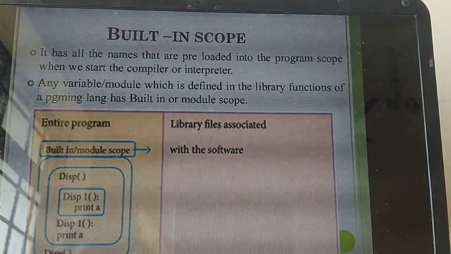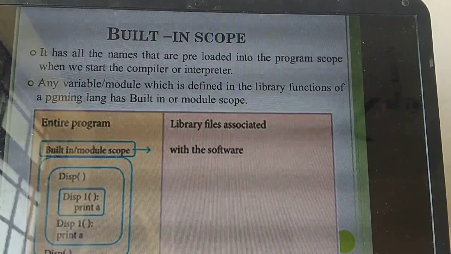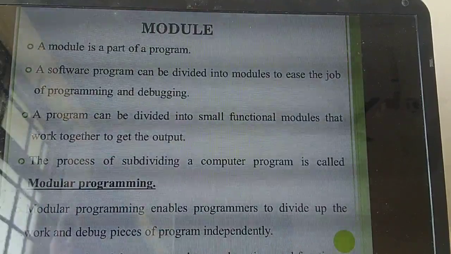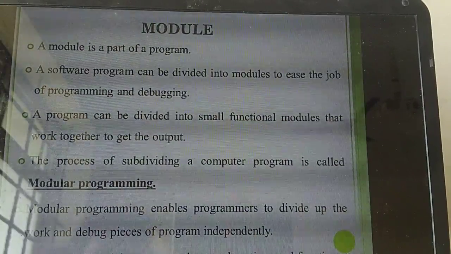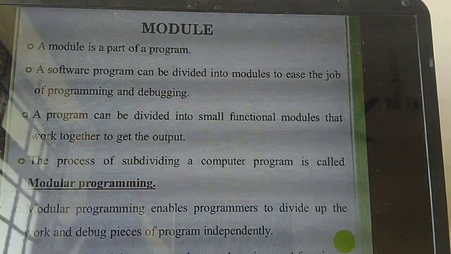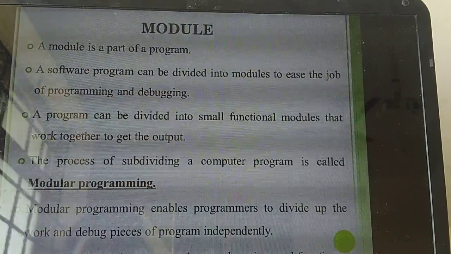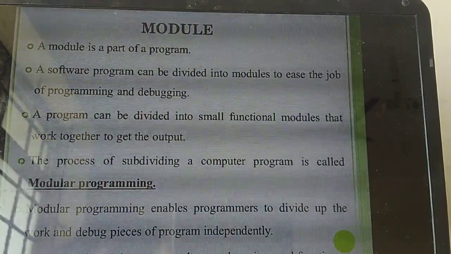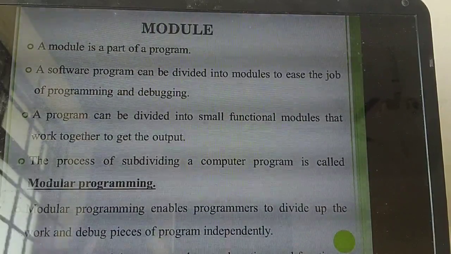So after completion of this session, open your book. Please sit and study, write and see. Understand? Okay. So the next thing is module. This you already studied in 11th standard, in the chapter on object oriented programming. Module is nothing but a part of a program. What do you mean by module? It is a part of a program.